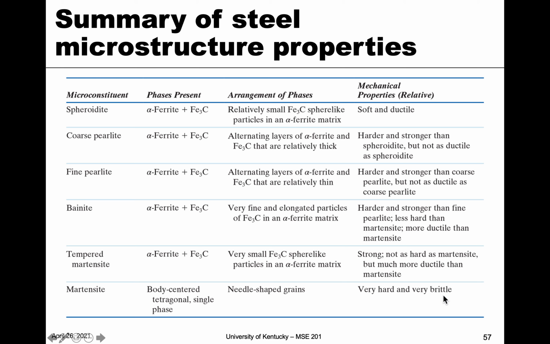So you can come to this table for a ranked order of these mechanical properties and see what the arrangements look like and what phases they have. So you can see all of them basically are equilibrium except for the martensite phase, metastable phase here.